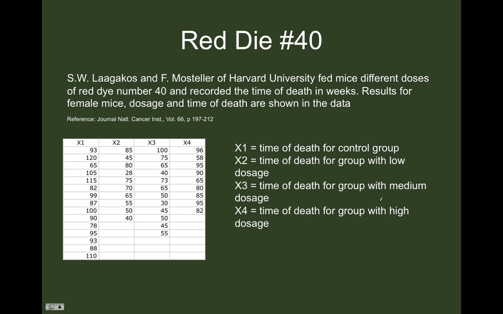Let's take a look at another example here. This is an example on red dye number 40. S.W. Leogkos and F. Mosler of Harvard University fed mice different doses of red dye number 40 and recorded the time of death in weeks. Results for female mice, dosage, and time of death are shown in the data. So here's our data, and we have four different levels here.